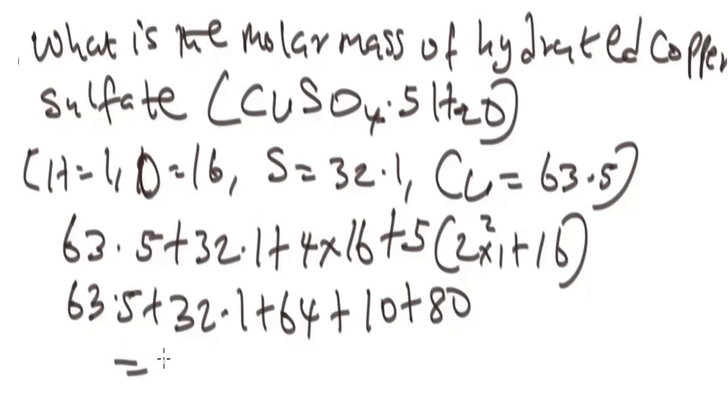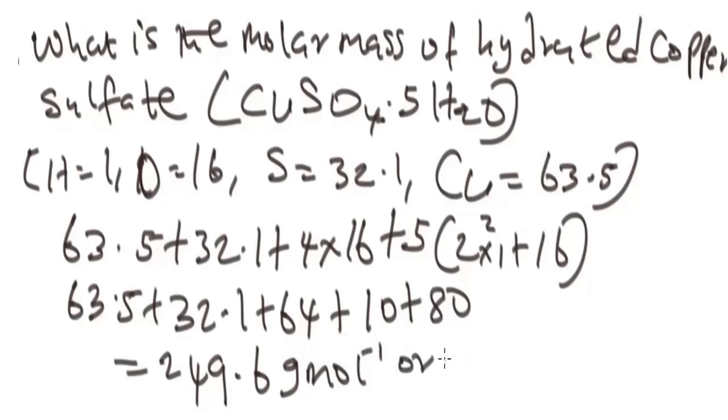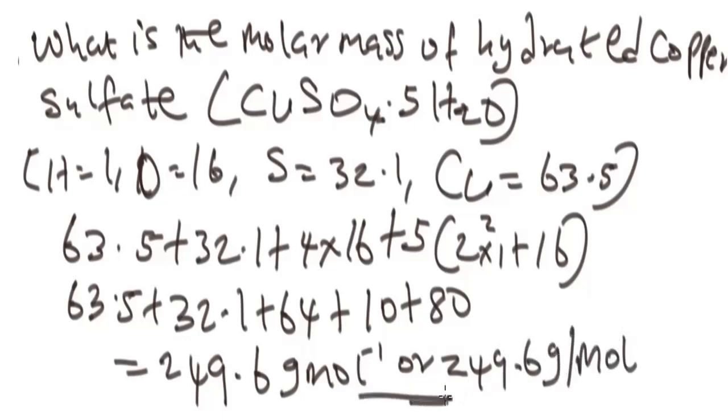So I have it to be 249.6. So what's the unit of molar mass? Unit of molar mass is gram per mole. Gram per mole. So either write it like this or 249.6 gram per mole. So anyone will be correct. So that will be the molar mass of this compound, copper 2 tetraoxosulfate 6 pentahydrate, a crystallized salt.